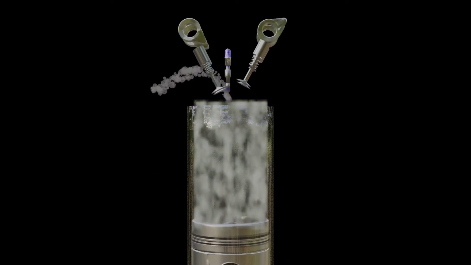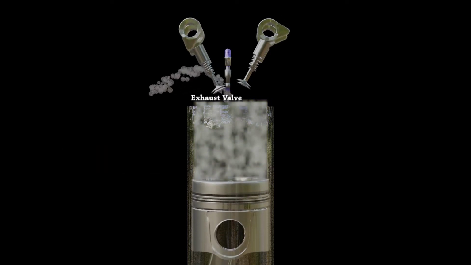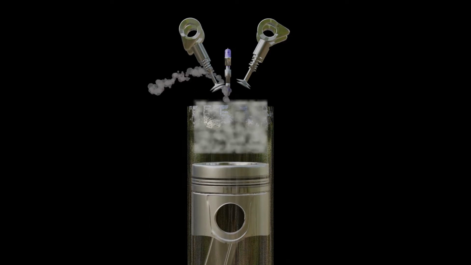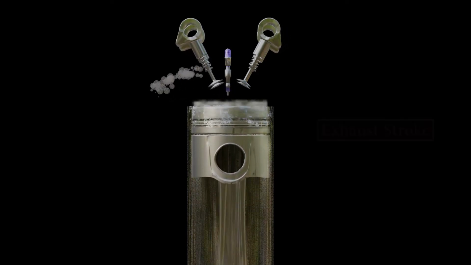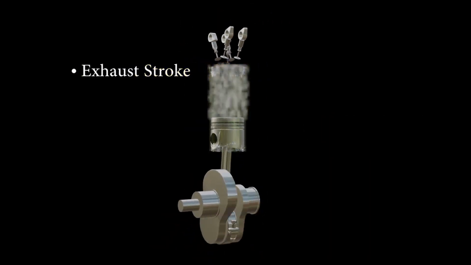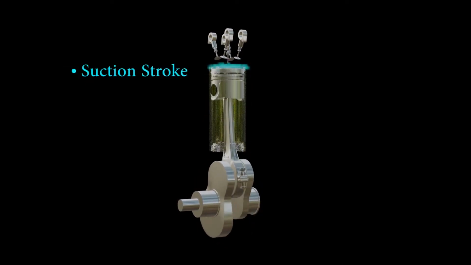Due to the inertia in the system, the piston moves upwards again. Now the exhaust valve opens and the piston expels the burnt gases from the cylinder. This process of the piston expelling the smoke from the cylinder is called the exhaust stroke. This cycle consists of 4 strokes, and to continuously produce power, this cycle repeats over and over again.